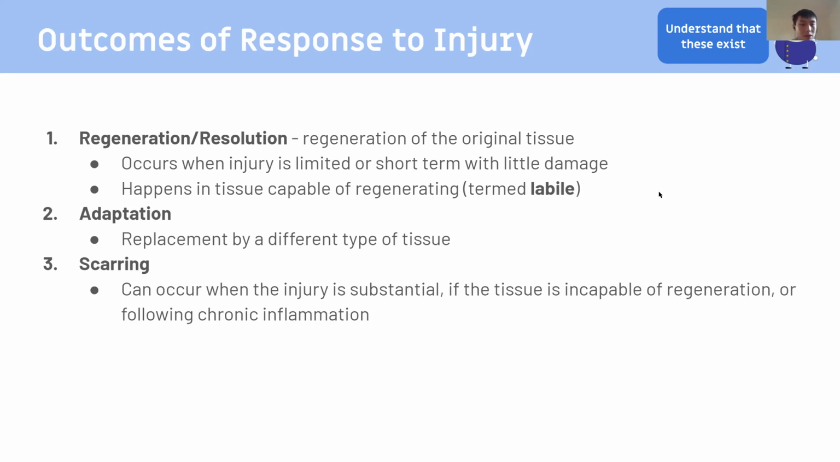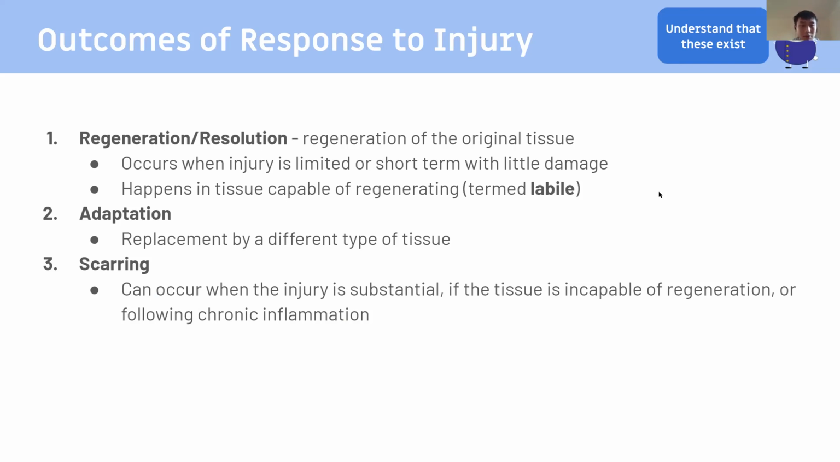These tissues are termed labile. That means they can regenerate a lot, they can divide a lot. That will be something like your epithelial cells, like your skin cells. Something that's not like this would be probably your heart. So if you get a heart attack and your cardiomyocytes die off, they're not actually able to regenerate.